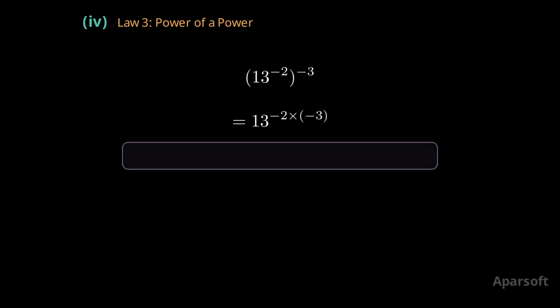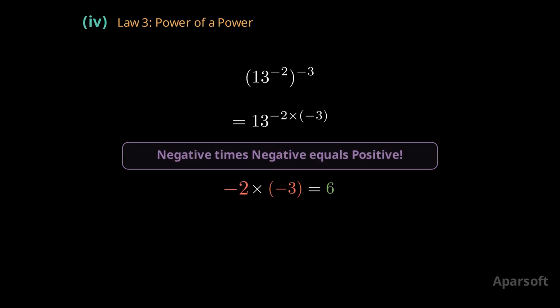And here is the beautiful part, a negative times a negative gives a positive. Negative 2 times negative 3 equals positive 6. The negatives cancel out. And we get 13 to the power 6.